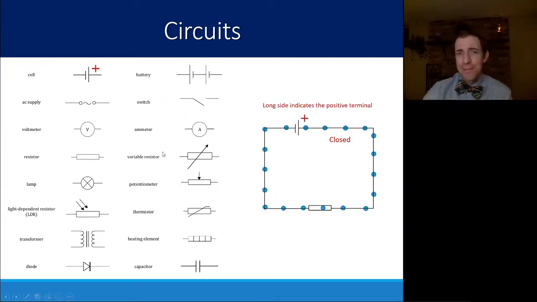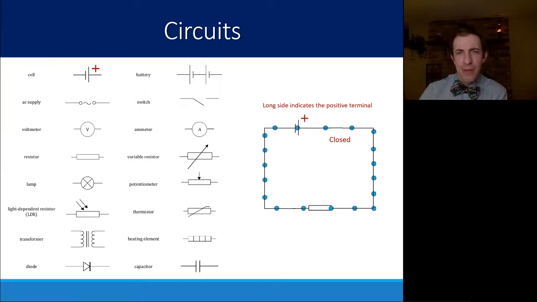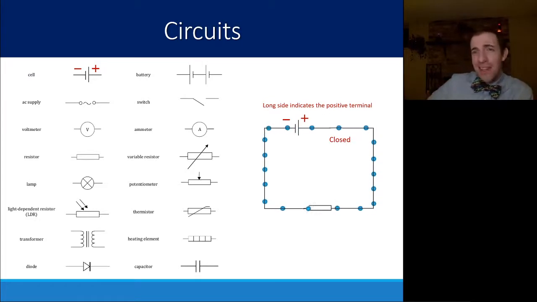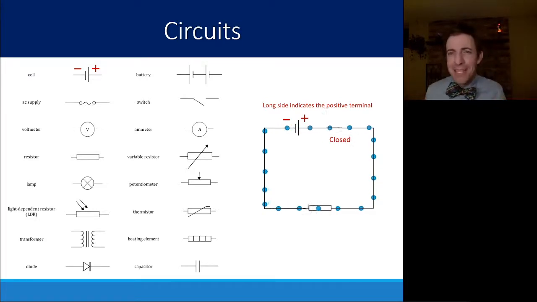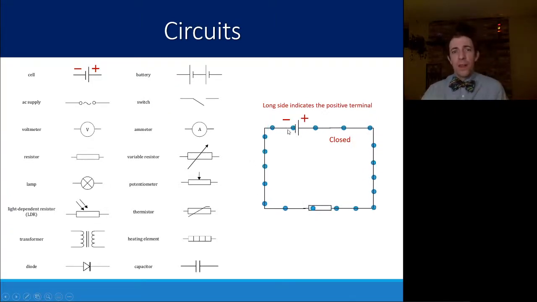Now, looking at this battery, these two parallel lines, you'll notice that one is longer than the other. The long side indicates the positive terminal of the battery, which means the short side indicates the negative terminal of the battery. If you think about the nature of an electron, you probably are familiar with the idea that opposites attract and like charges repel. So if these are electrons and they are negatively charged, they are attracted to the positive side of the battery and repelled from the negative side of the battery. So the direction of the electron flow is what you would expect based on your understanding of how charges interact with each other, positive and negative.